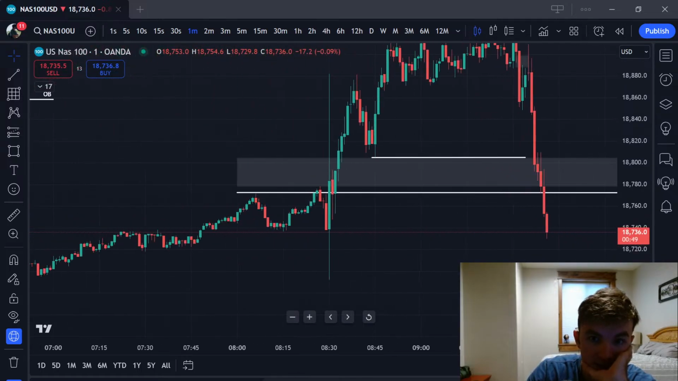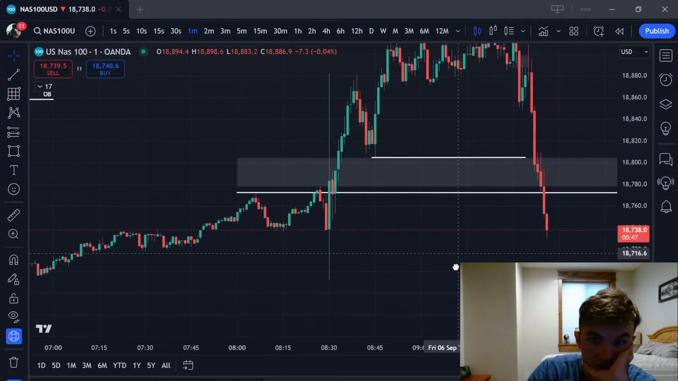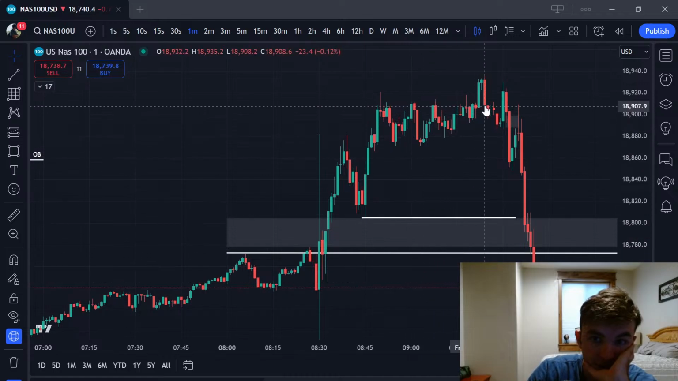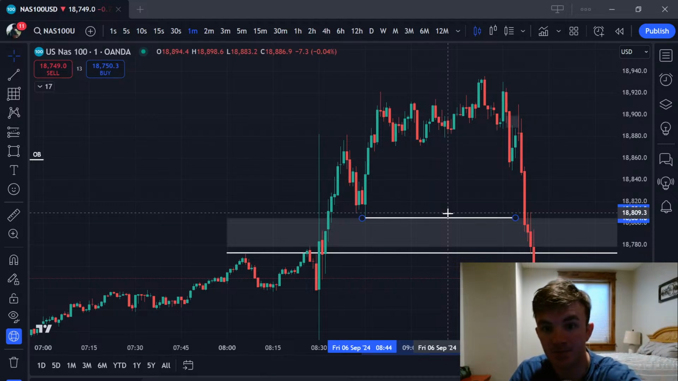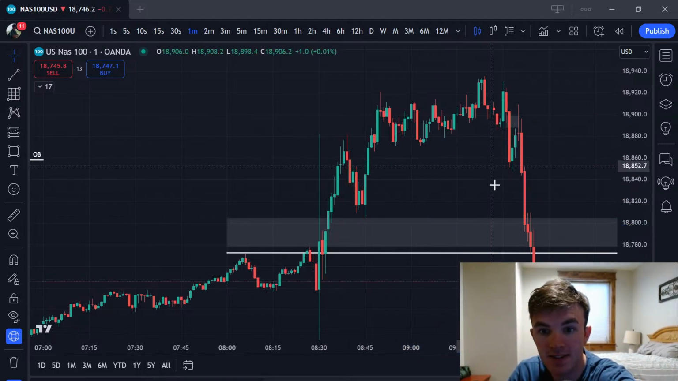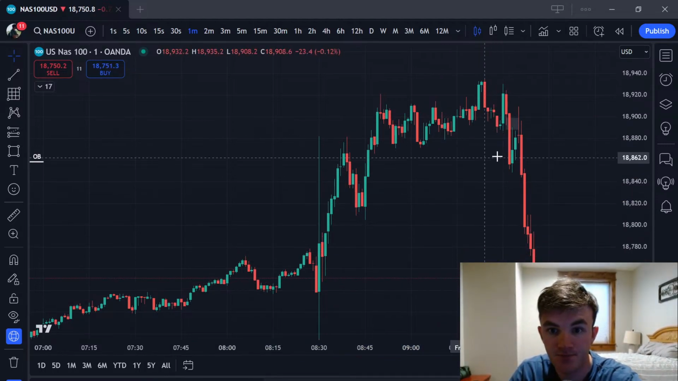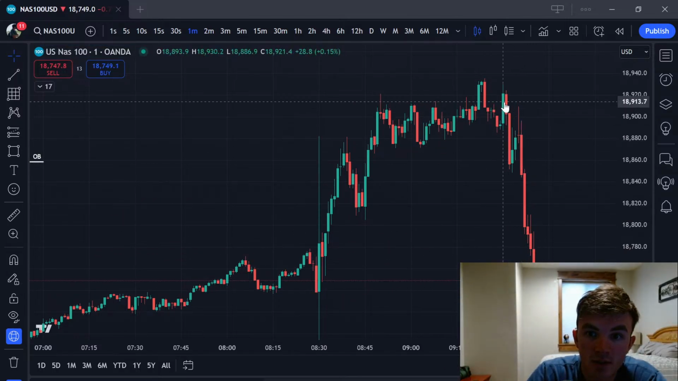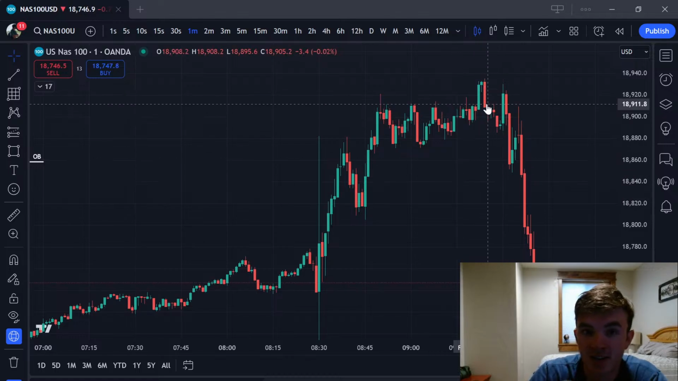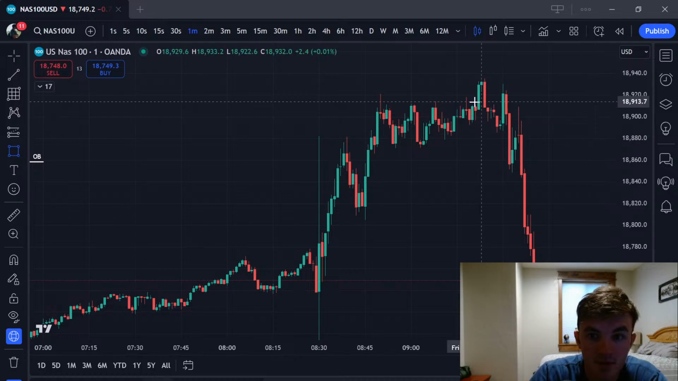We're still going down. So look at this. This is interesting. So I missed this initially, but look at this. We actually had this inverse fair value gap, which is a really nice 1-minute inverse fair value gap, which happened in the pre-market, which kind of gave us the bias, right?